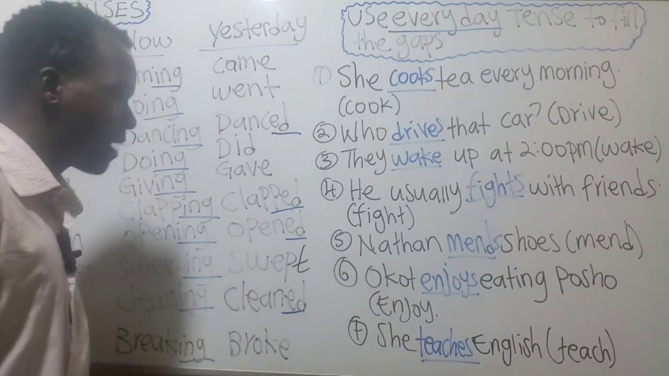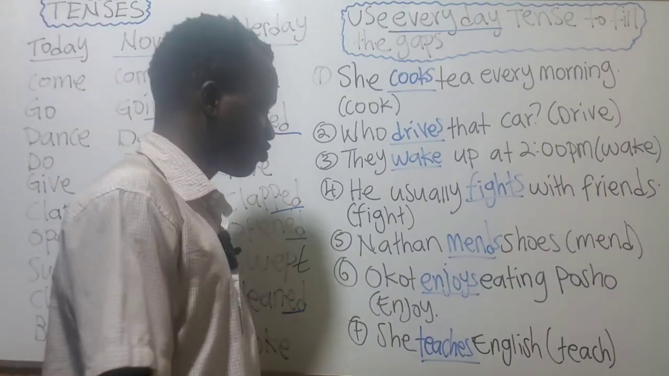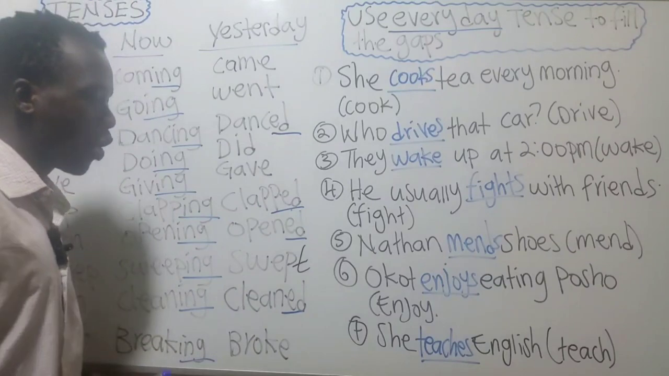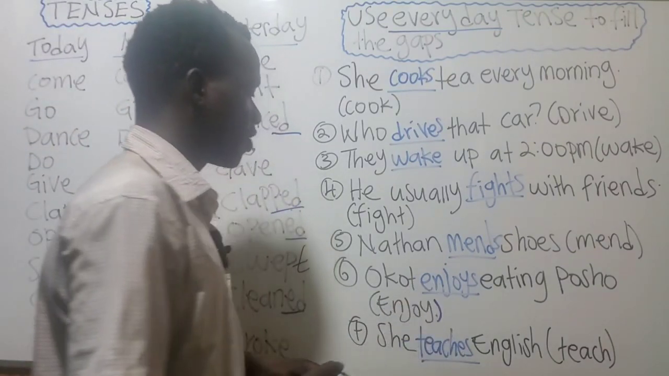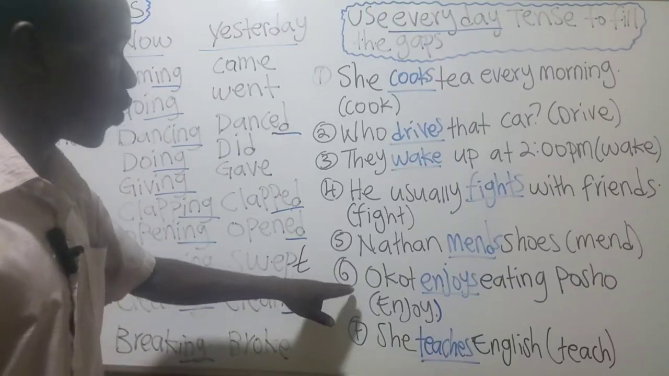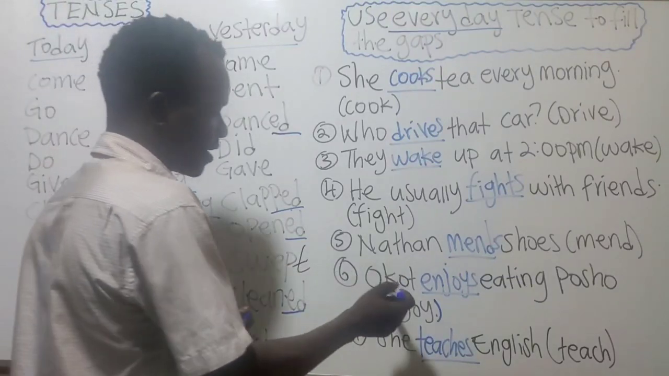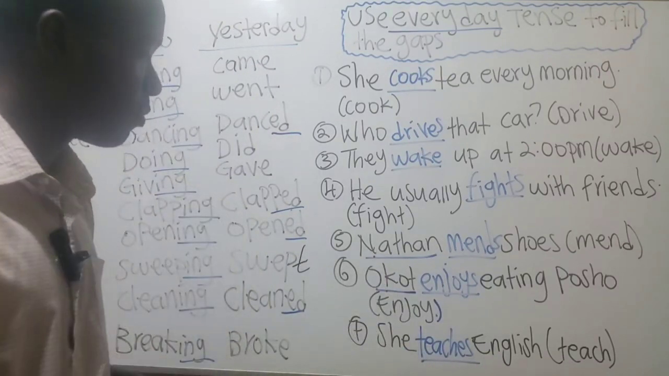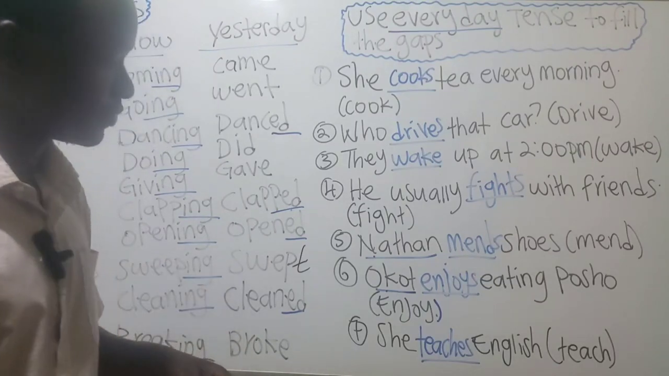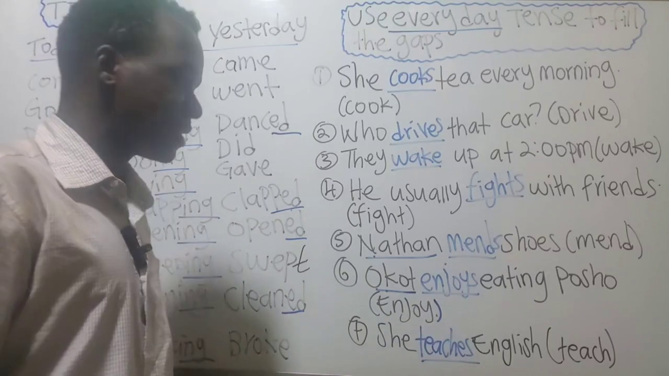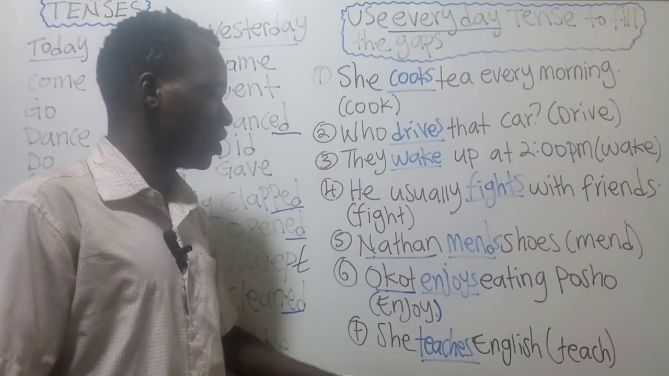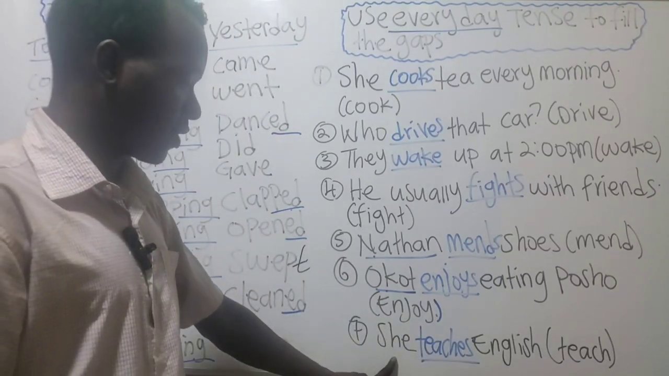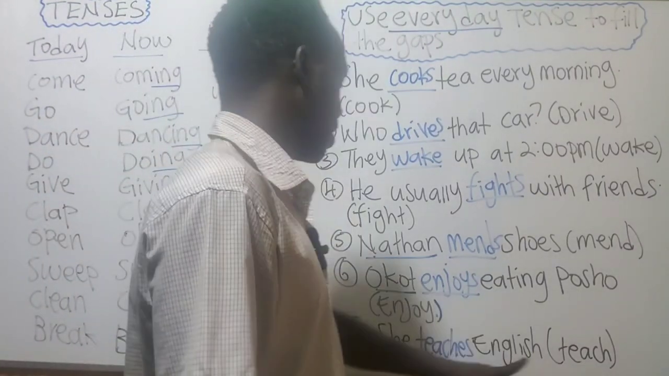Okot is also a name of a man, in my country here. Okot enjoys eating posho, okay? Okot enjoys eating posho. So Nathan and Okot, these are the names of someone. Okot enjoys. So it will take S in the main verb. And then she teaches English. So you can see here, she is a lady. So teach becomes teaches.